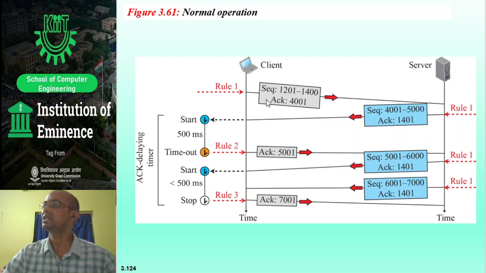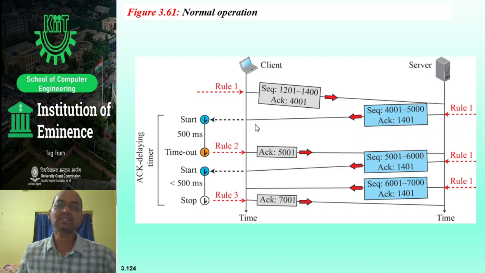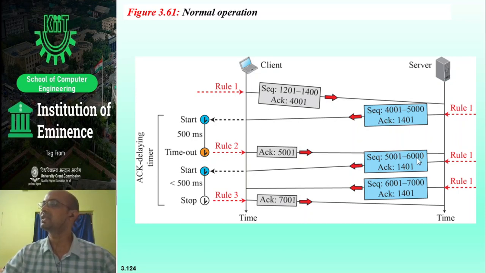Now, rule 1 says that if a client sends a packet or segment with sequence number 12001, and it contains data up to 1400, and if it is received, then you have to send the acknowledgement. Why does it have to send the acknowledgement? Because rule number 1 says that if it is an ACK, then it has to reply immediately. But typically look at the second.